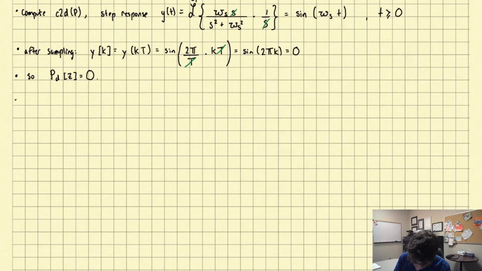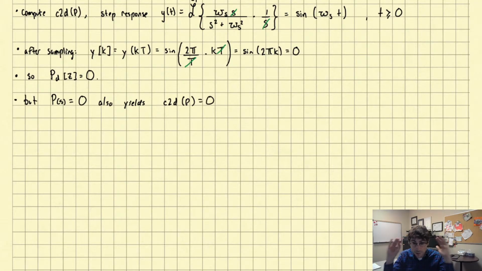Okay, well, we'll go back and see what happens, but let's point out, if the original plant was 0, that also yields C to D being equal to 0. So in other words, this discretization function is not one-to-one. You can take two different plants in continuous time, and when you discretize them, get the same plant in discrete time.